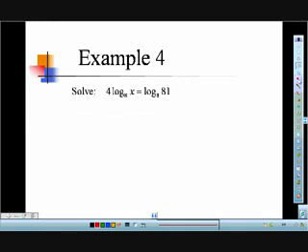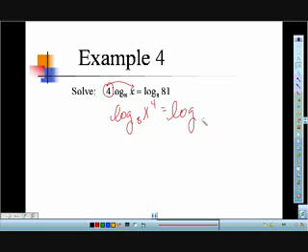For this next one, I have 4 times log base 8 of x equals log base 8 of 81. I can bring this 4 to the exponent of the x and have log base 8 of x to the 4th equals log base 8 of 81. I can drop the logs on both sides and say x to the 4th equals 81.